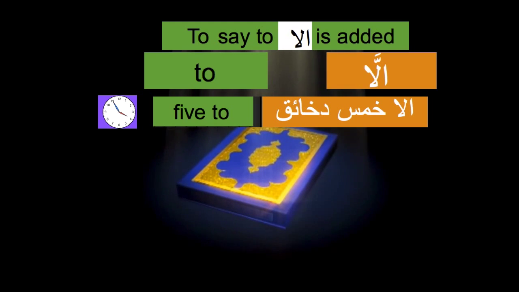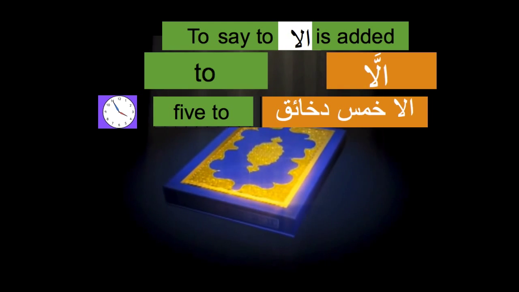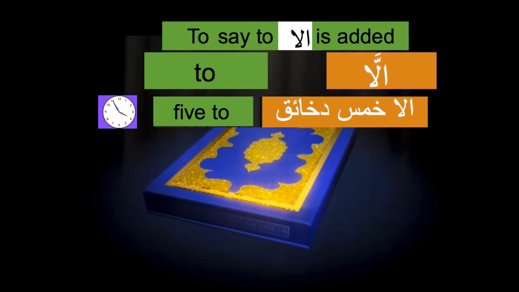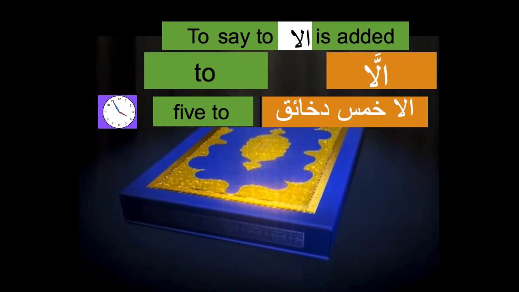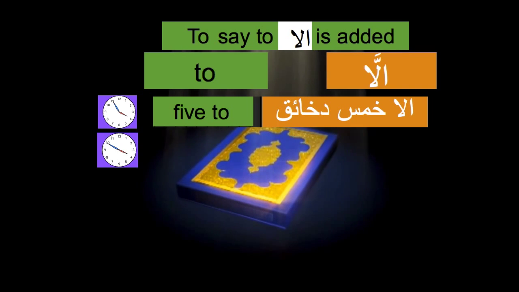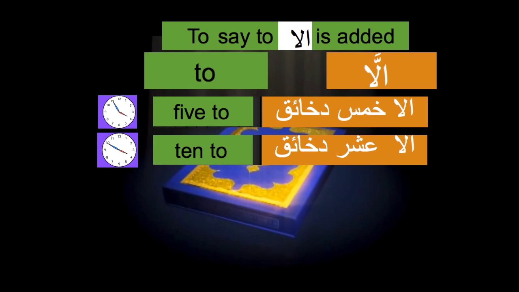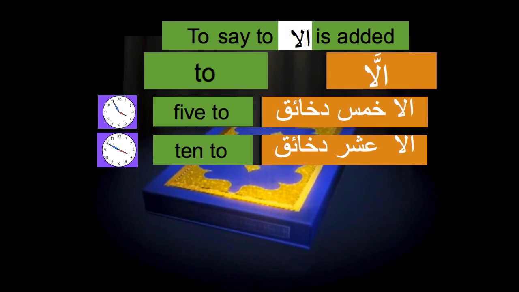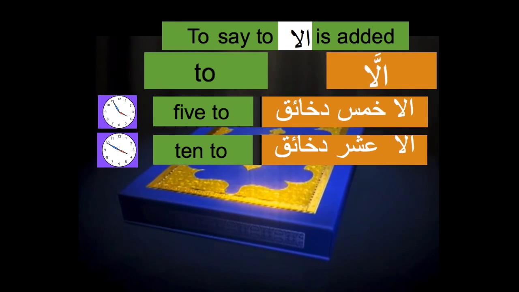So it's as-sa'atu rabi'atu illa khamsa daqaiqa. It's 5 minutes to 4. It's very long to write, but that's the way it is said in Arabic. If you want to say 10 minutes to 4, you say as-sa'atu rabi'atu illa ashara daqaiq.